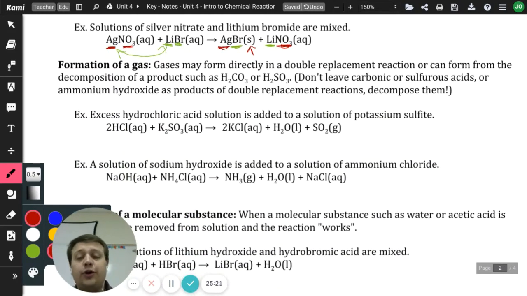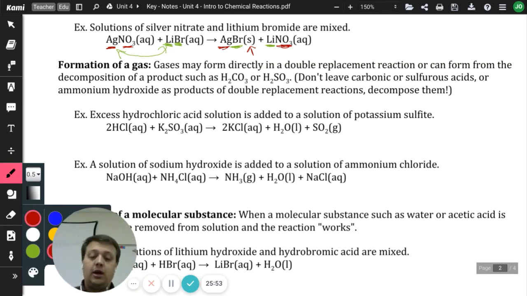Next, we could have the formation of a gas. Now, gases may form directly in a double replacement reaction, but they could also result from the decomposition of a product such as carbonic acid or sulfurous acid. What that means is that sometimes, as a part of this double replacement reaction, you're going to produce something that would also decompose.